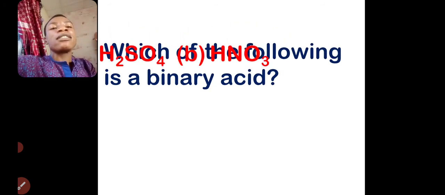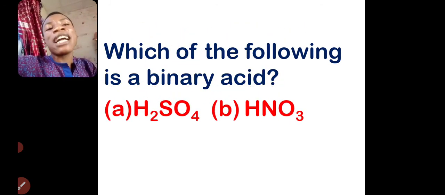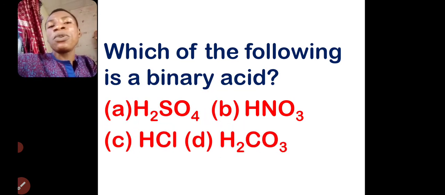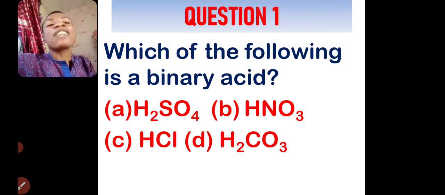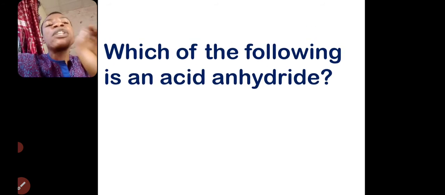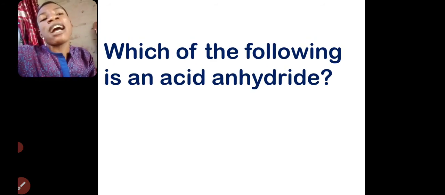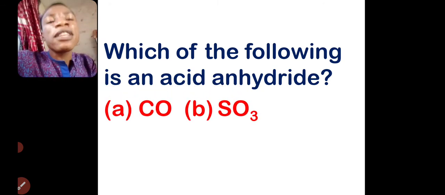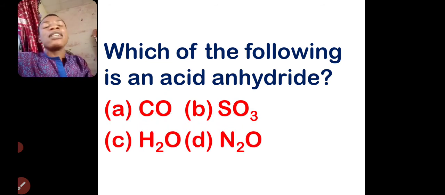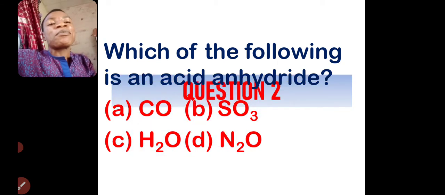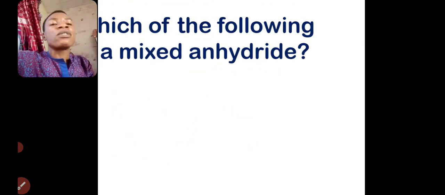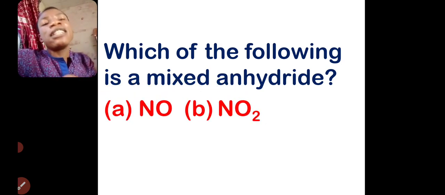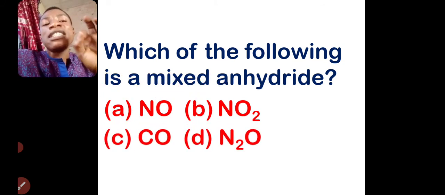Number 1, which of the following is a binary acid? H2SO4, HNO3, HCl, or H2CO3? Which of them is a binary acid? That's question number 1. Question number 2, which of the following is an acid anhydride? You remember how to define acid anhydride? Is it CO? Is it SO3? Is it H2O? Is it N2O? That's question number 2. Which of the following is a mixed anhydride? Is it NO? Is it NO2? Is it CO? Is it N2O?